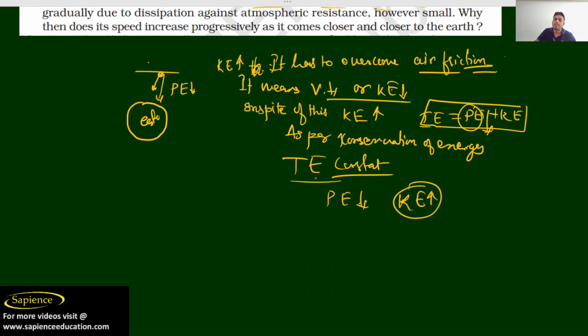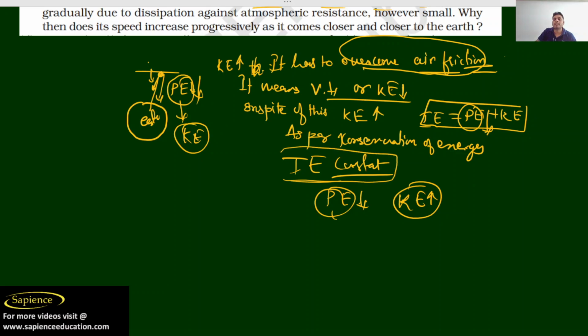Only some amount of potential energy's expense goes to overcome the air friction. For example, an object is coming down, so a little amount of energy is expended in overcoming the air friction, but most of the potential energy gets converted into kinetic energy. The main reason is that when the satellite is coming down, potential energy is decreasing, but as per conservation of energy, total energy should remain constant. It means that kinetic energy has to increase.